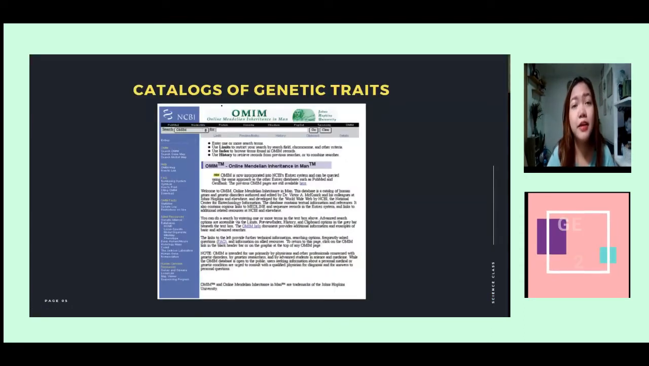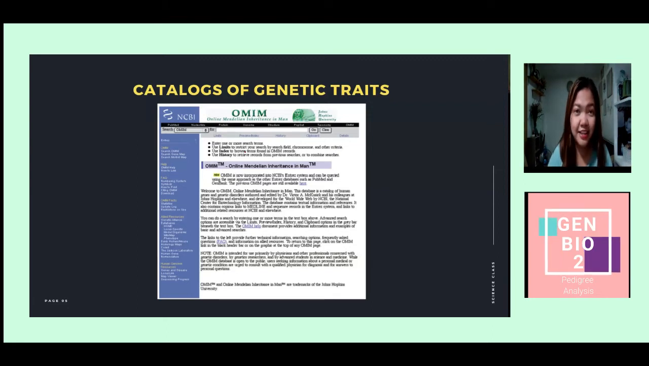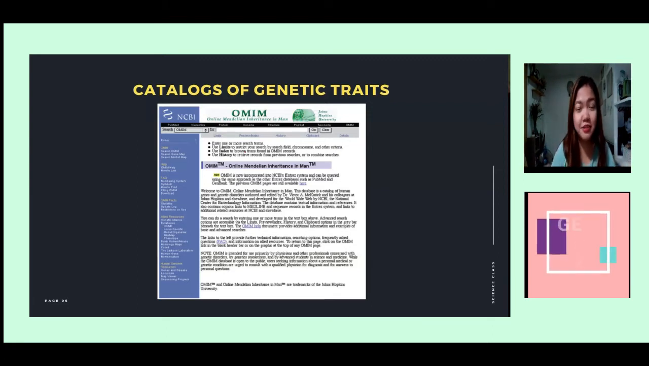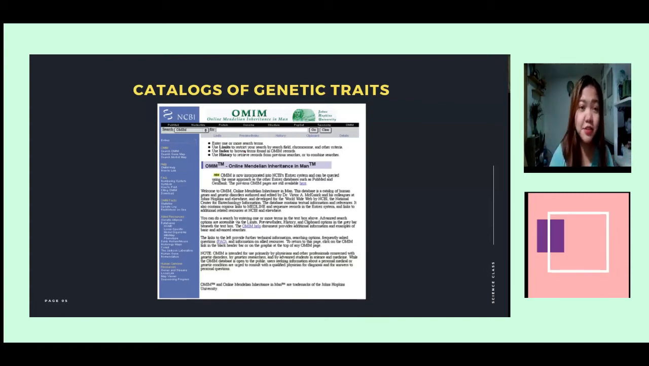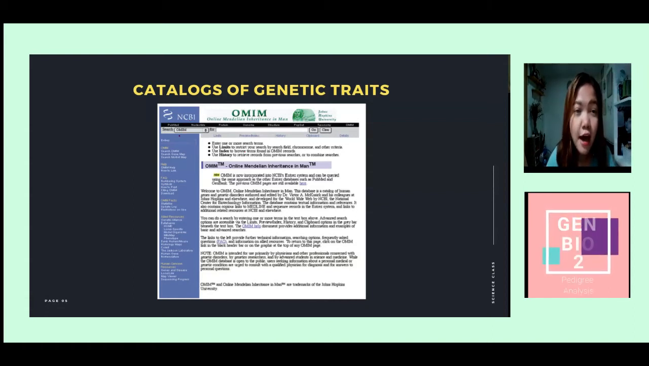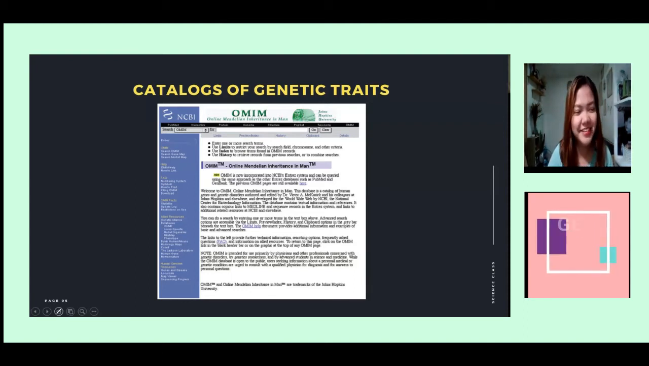Okay, so we have here catalogs of genetic traits. This is where you can find all the known genetic traits that a person can have. If you're curious or if you want to know more about a specific trait, you can go ahead and search NCBI for that. So yeah.